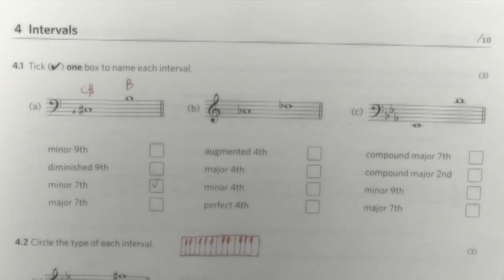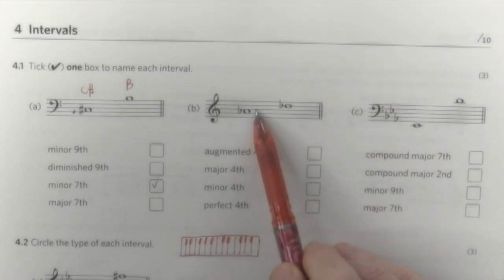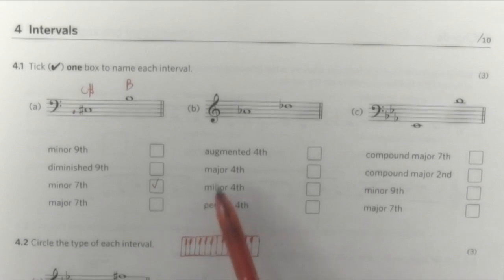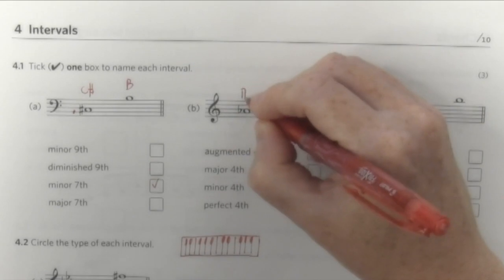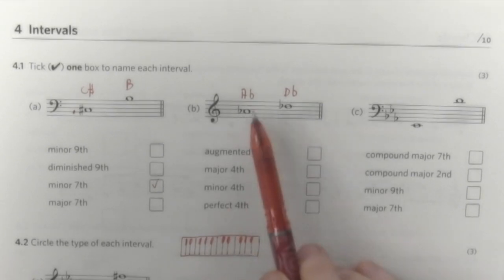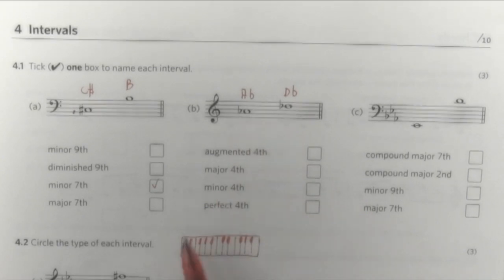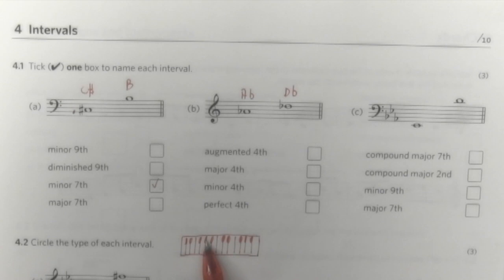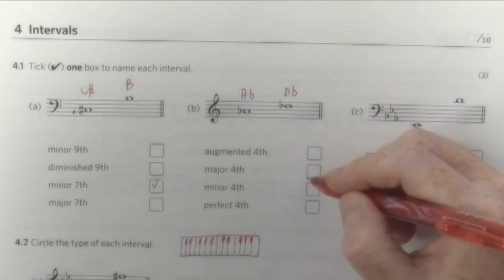So have a look at it. This is a 4th, and we know this because 1, 2, 3, 4. There are 4 steps between the notes. Now A flat and D flat, La flat, Re flat. Okay, La flat. So a 4th, to be perfect, needs 2.5 tones. So let's count from La flat. 1, 2.5. So this is it. 2.5. Where is it? Perfect 4th.